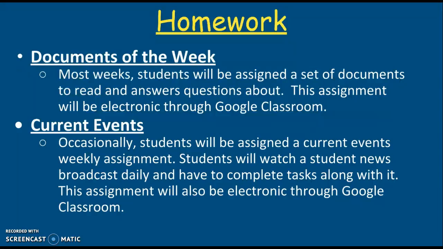Your student might also receive weekly homework in the form of current events. We will have them watch a student news broadcast daily for a week, and they will have some tasks to complete along with the watching of the newscast. Again, this assignment will be electronic through Google Classroom. The only other homework that your student might have is long-term projects, of course, and then any daily assignments that they may not finish in the allotted class time.